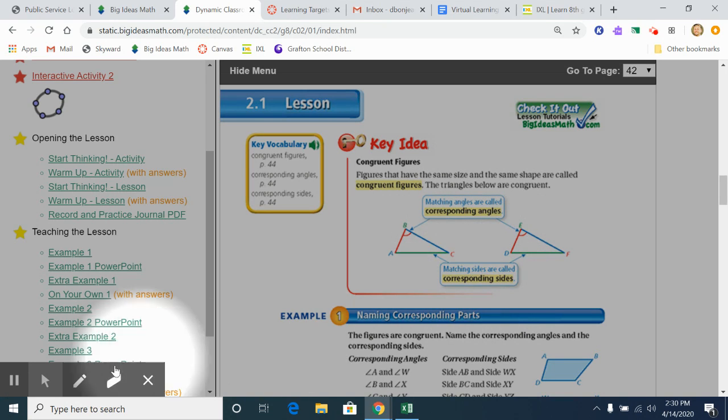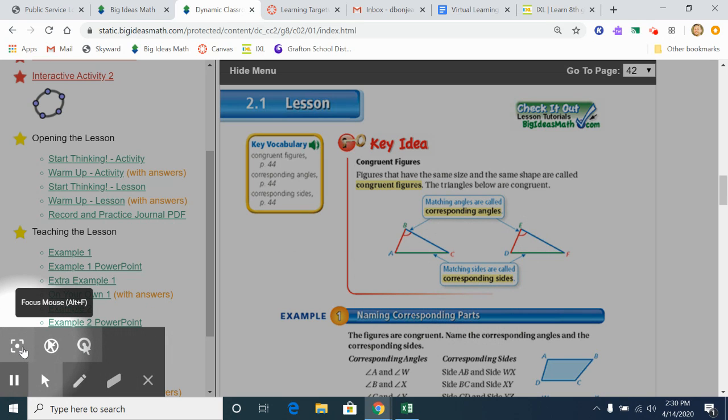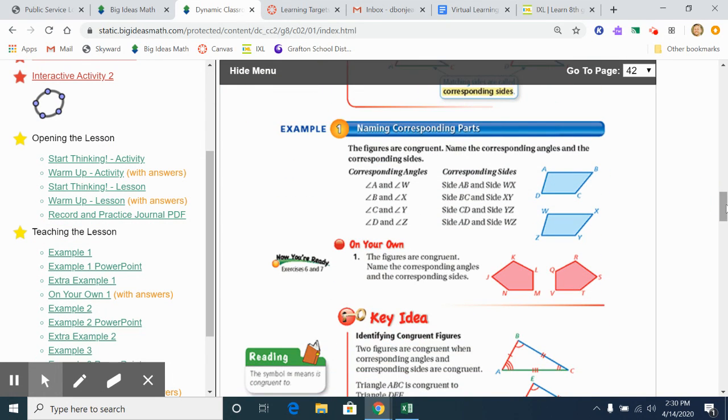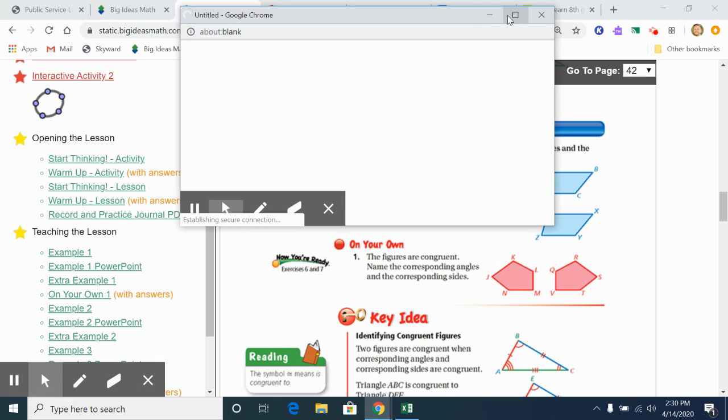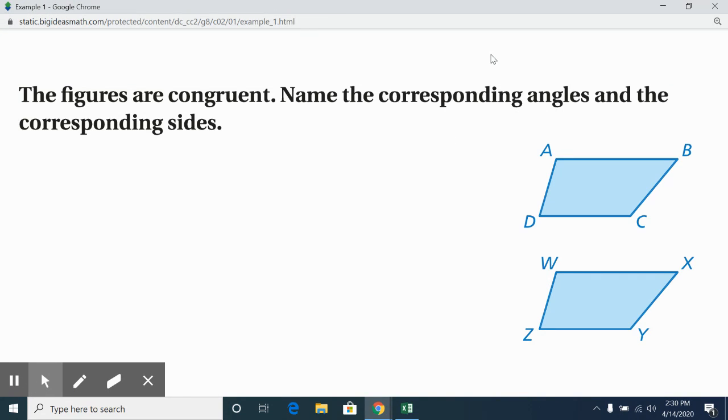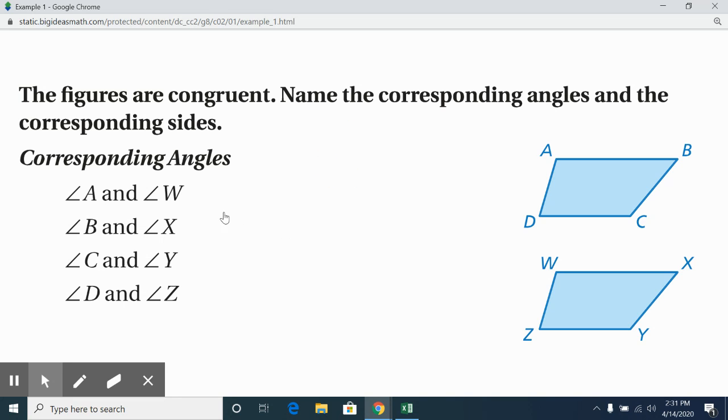When we say that we're going to name corresponding angles and sides, that just means, in example 1, that we're going to take these shapes and name the angles that are the same first and the sides that are the same second. Very simple. I'm going to pop up the answers and go through why these are the answers.